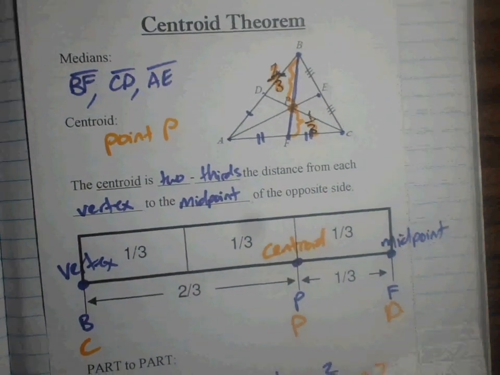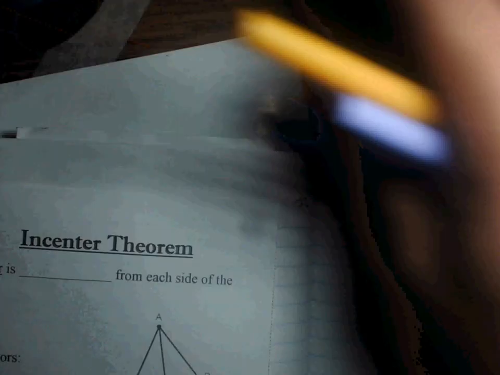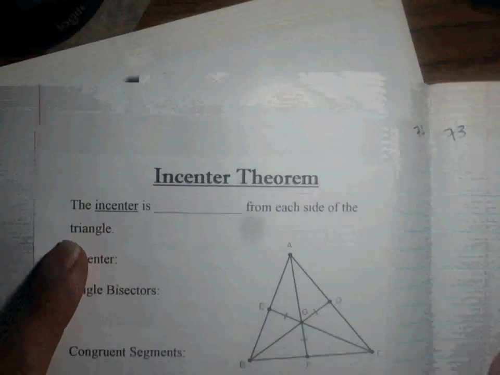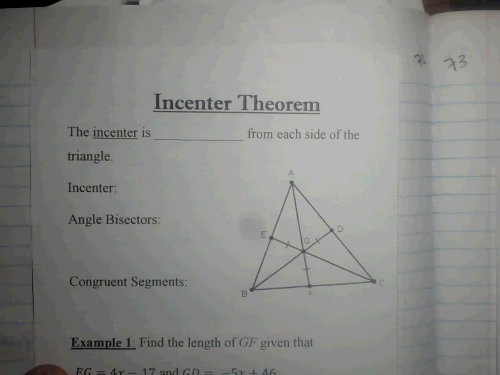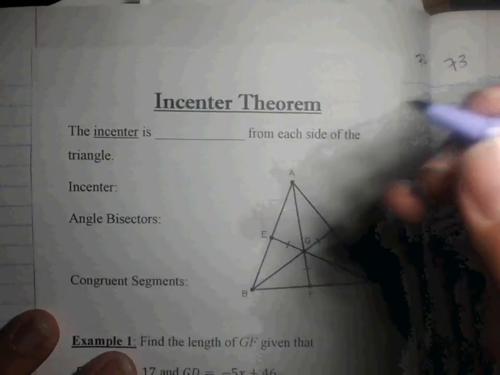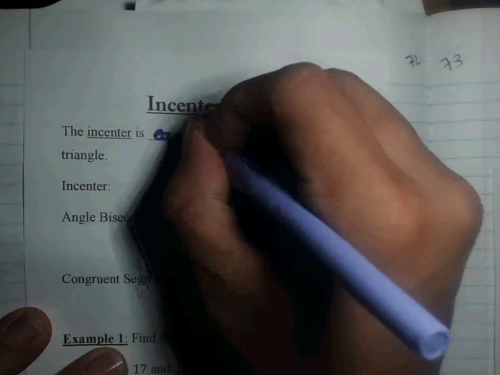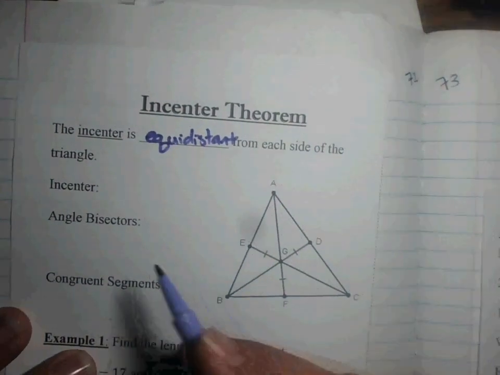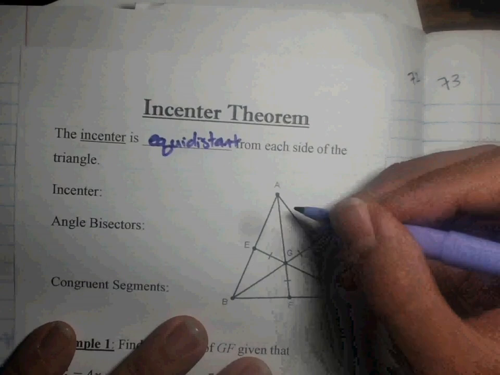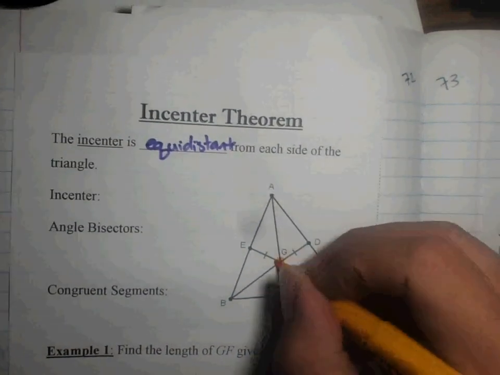All right, looking at the incenter real quick. The incenter theorem itself is pretty straightforward: the incenter is equidistant from each side of the triangle. We have this word equidistant. Let's actually label this. Our incenter, in this case, is point G.